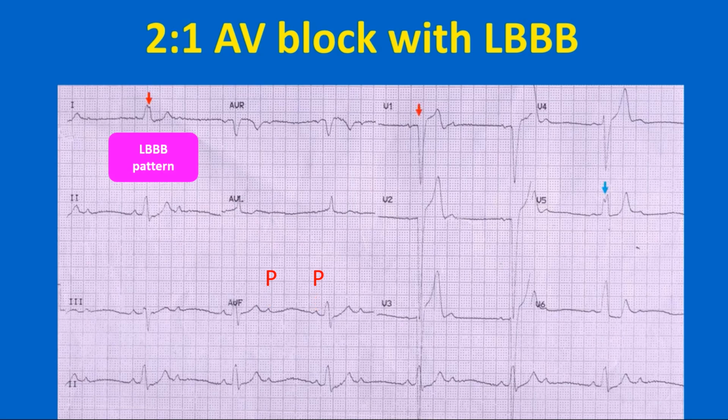Left bundle branch block is indicated by wide slurred QS complex in lead V1 and wide slurred R waves in lateral leads. Typical M pattern is visible in V5. T waves are concordant in lateral leads, that is T waves in same direction as QRS. This indicates a primary T wave abnormality. T should have been opposite to QRS in left bundle branch block.